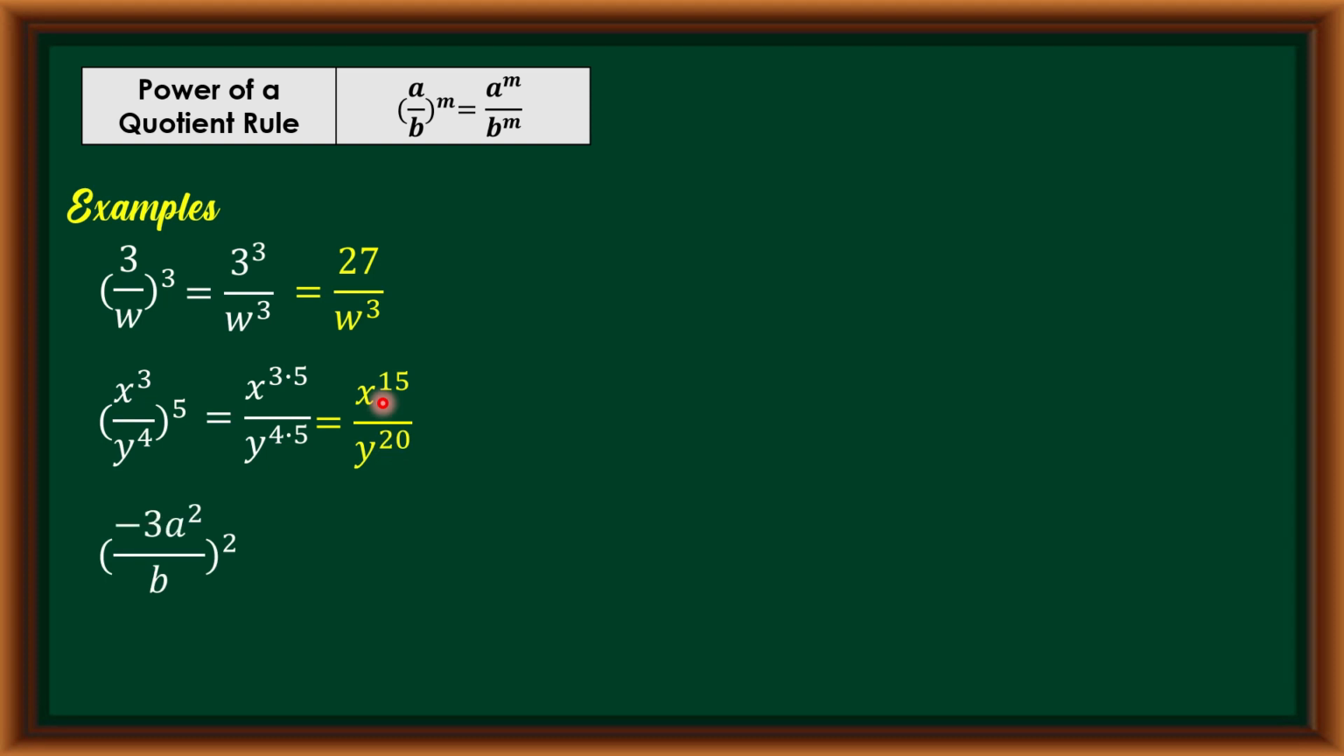Let us have the last one. We have negative 3a squared over b, all squared. So the same, let us distribute 2 to the expressions in our numerator and denominator. So we have the quantity negative 3 squared, a raised to 2 times 2 over b squared. Simplifying the numerator, we have 9a raised to 4 over b squared. And this is the answer.